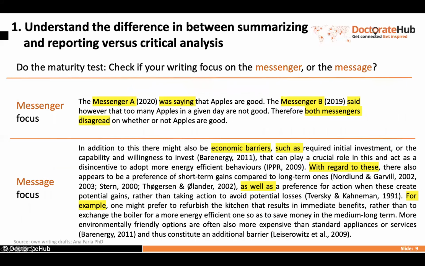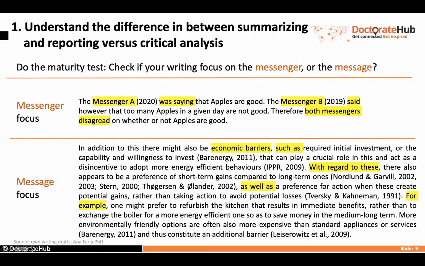All right. Good. A second maturity test that you can be doing is whether you speak through the messengers or via the messages. Now, in the first example, which is a very simple example that I put together, you see messenger A is saying, messenger B is saying, therefore, and the arguments go from there. Now you focus on those messengers, but not on the message as such. So it's a very low level of criticality. You don't know about the details, why A is saying something and B is saying something else. The reason being, you focus on the messenger, but not on the message.